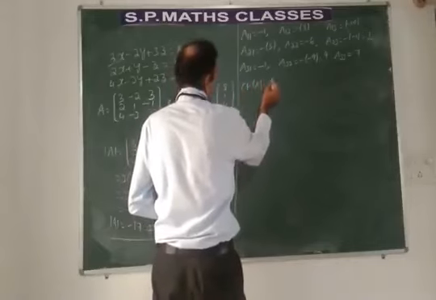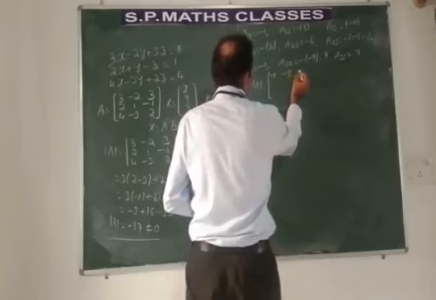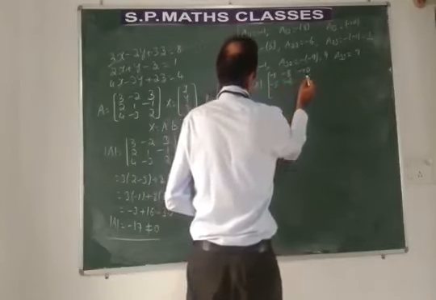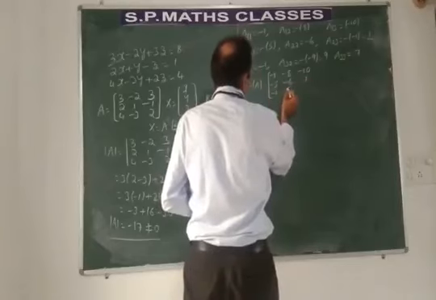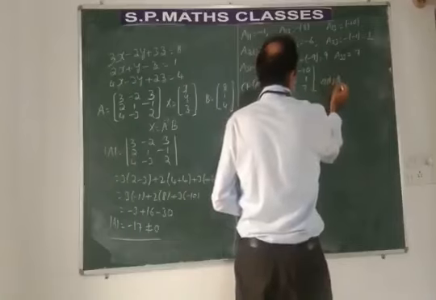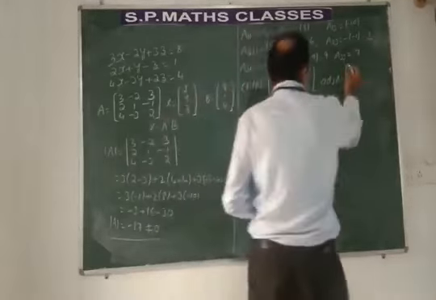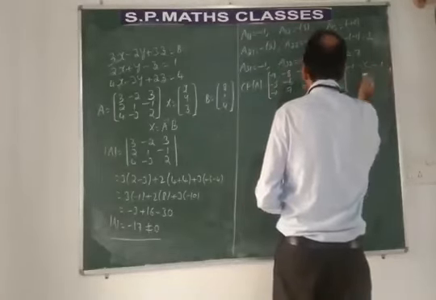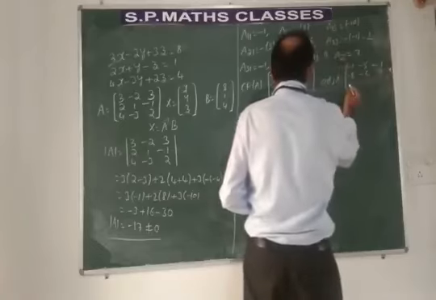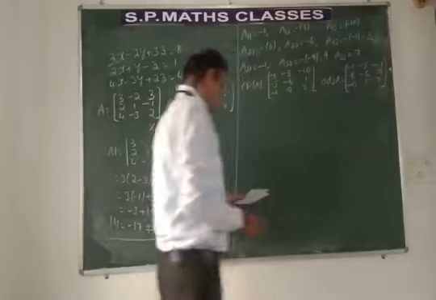Cofactor matrix of A: minus 1, minus 8, minus 10, minus 5, minus 6, 1, minus 1, 9, 7. What is the adjoint of the matrix A? It is got by taking the transpose of the matrix of cofactors: minus 1, minus 5, minus 1, minus 8, minus 6, plus 9, then minus 10, 1, 7. This is what adjoint is.